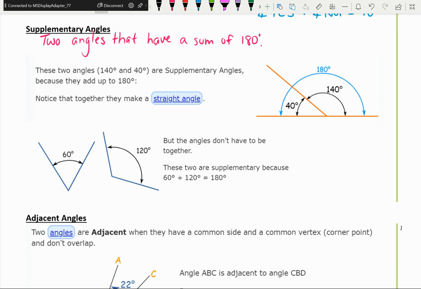Just like complementary angles, supplementary angles could share a ray. So on this top picture here that's got orange on it, the 40 degree angle and the 140 degree angle are supplementary. They add up to 180, and they're adjacent. They share a side. Or they could be separate. They don't have to touch.